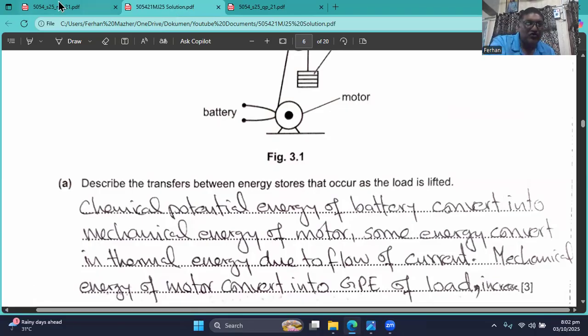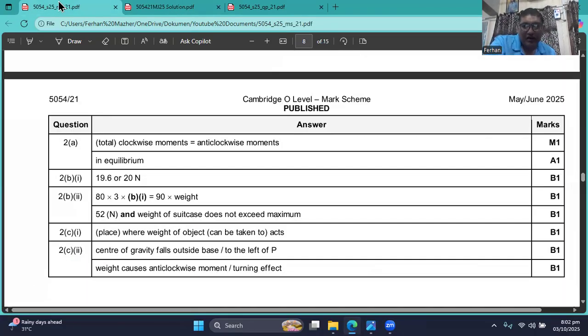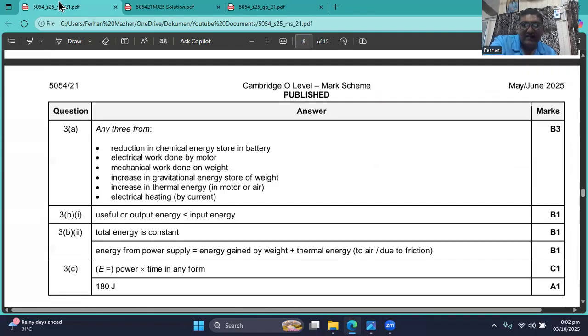The phrases I use might not be that good, but you can always write a better answer. You can rephrase it by understanding what I'm saying. He says any three from. So from these statements, any 3 statements you have to write.